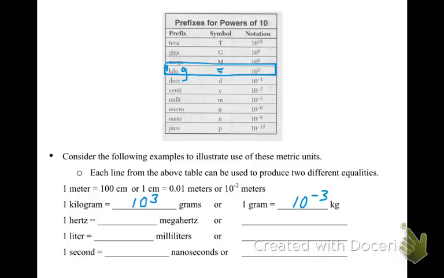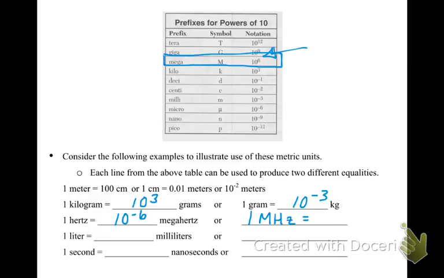1 hertz is equal to how many megahertz? Well, mega is right here. We notice that the 1 is in front of the base unit, so that means that we have to make our factor the opposite of what it is showing in the table. So we've got 10 to the negative 6 megahertz. Or we could say that 1 megahertz is equal to 10 to the 6th hertz.